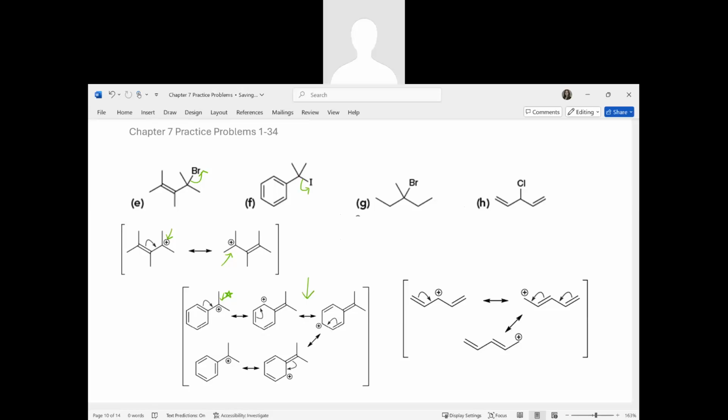For G, we only will have one site for our carbocation, so it will look like this, no resonance structures generated. But what we see with compound H here is after that chloride leaves, we would generate this initial carbocation, and it is what we could call doubly allylic. So we would have a total of 3 resonance structures generated as our carbocation for compound H.